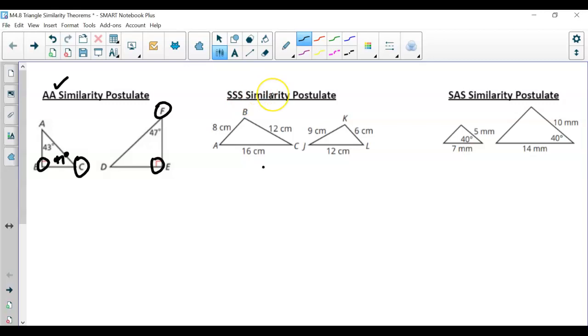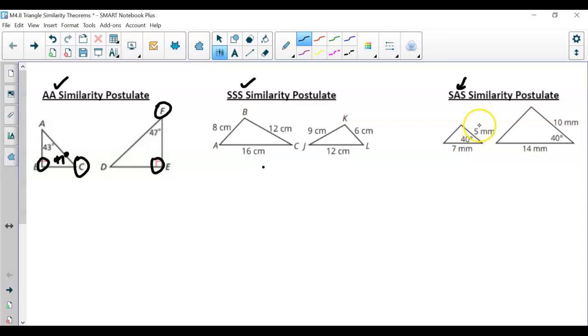Now, we've been talking about the three sides already. If all three sides are proportional, if you have the same scale factor being used here, then you have SSS. Then if you have two sides that are proportional with the including angle congruent corresponding, then you can also have SAS. So you have similar figures.